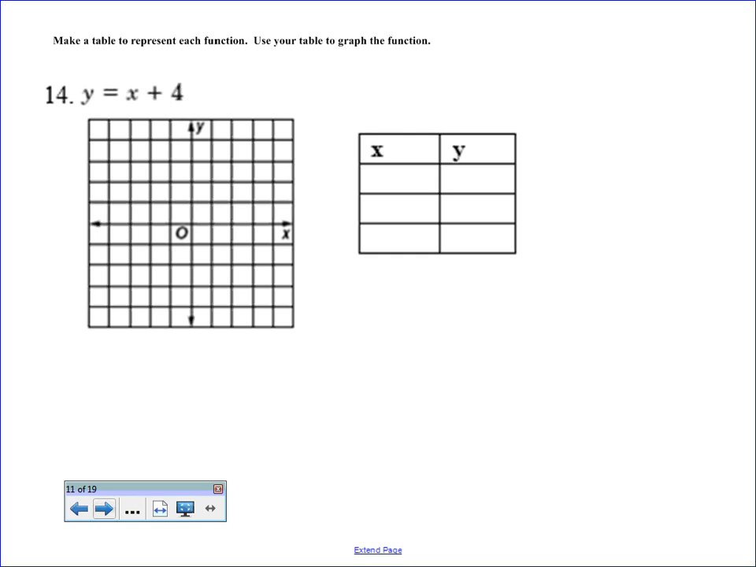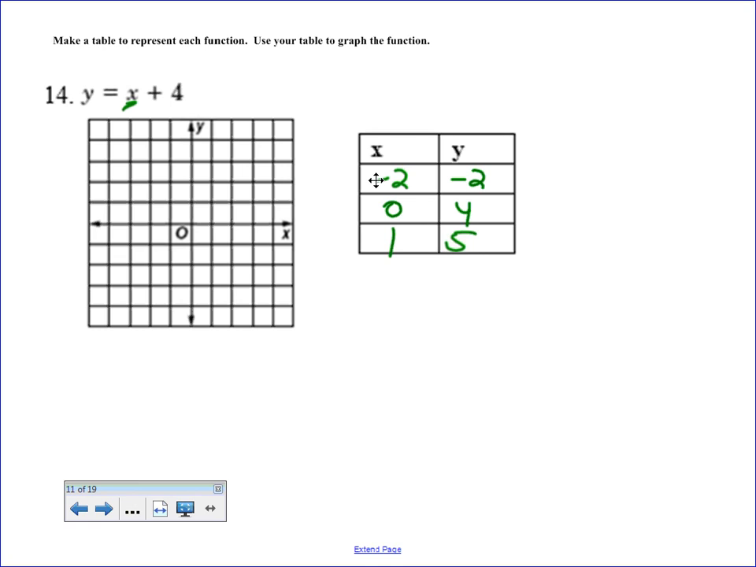All right, make a table to represent each function, then use the table to graph the function. So we're just going to pick some points. I'll go -2, 0, and 1. When I plug in -2 for x, I get out 2. When I plug in 0, I get 4. When I plug in 1, I get 5.